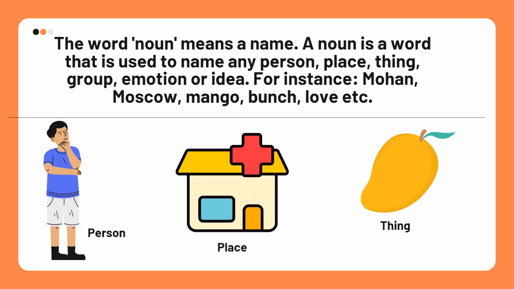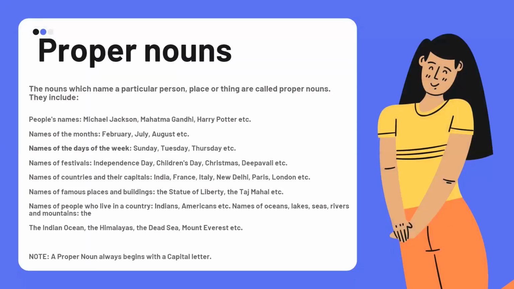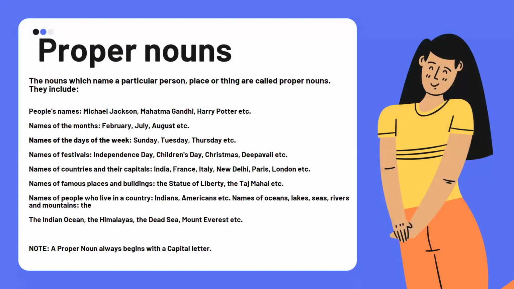So there are many more nouns. Today we are going to discuss in detail. Here we start the types of nouns. There are 5 kinds and one by one we are going to discuss each. The first comes proper nouns. What are proper nouns? Proper nouns are the names of a particular person, things, or places. These are called proper nouns. A name of a particular place or thing.